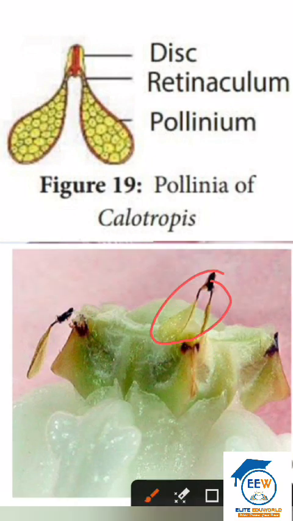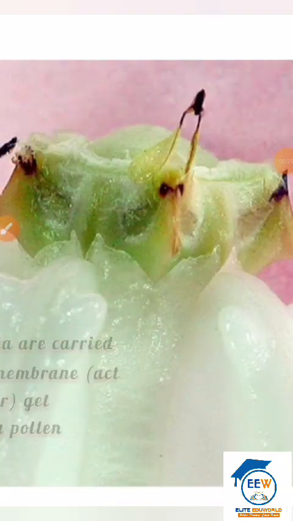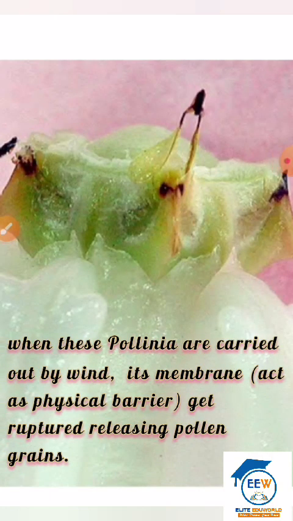If the pollinia fall on the stigma of the same flower, still there is no contact between pollen grain and stigma due to the membrane of the pollinia, because all the pollen grains are enclosed in the membrane of the balloon-like structure called pollinia. So this membrane is acting as a physical barrier, so there is no chance of self-pollination. When these pollinia are carried by wind, after a period of time this membrane degenerates or ruptures, releasing pollen grains, and if pollen grains come in contact with the stigma, then they will germinate, which ensures cross-pollination due to wind.